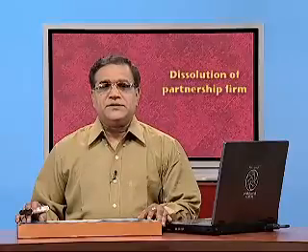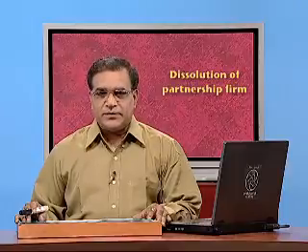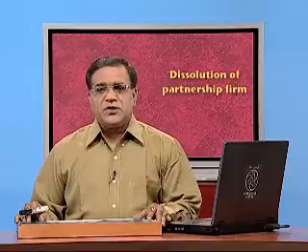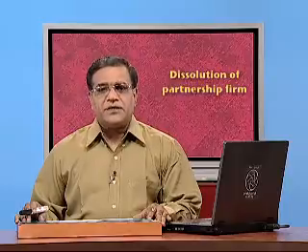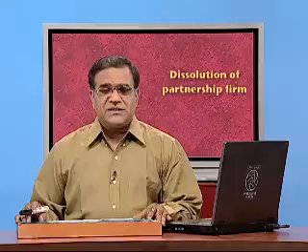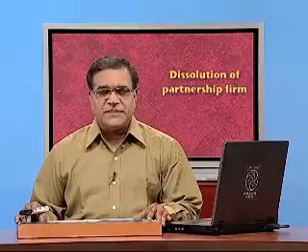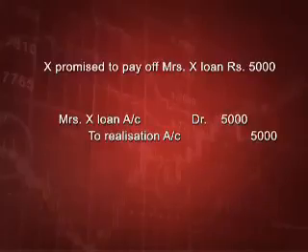The next entry is X promised to pay off Mrs. X loan 5,000. Now Mrs. X loan is an outsider liability. It's not true that if X is a partner then Mrs. X will also be treated as a partner, right? So Mrs. X loan will be first transferred to realization account liability side, that is credit side, by the entry Mrs. X loan account debit to realization.